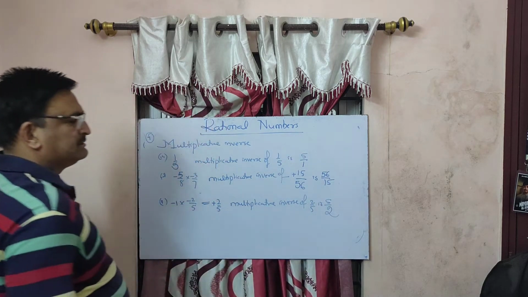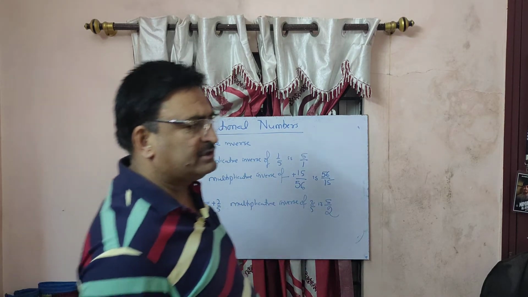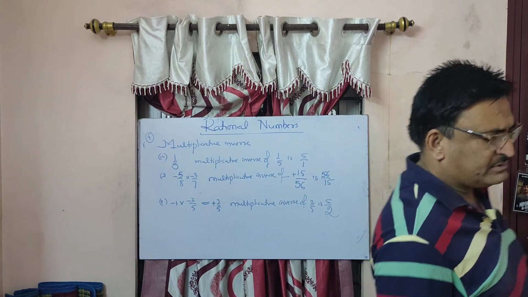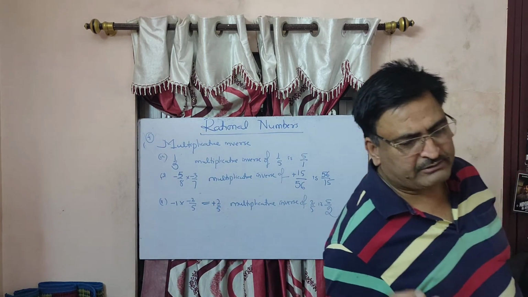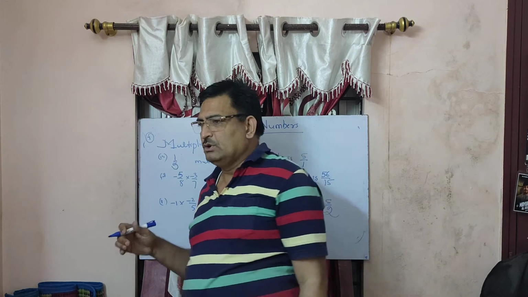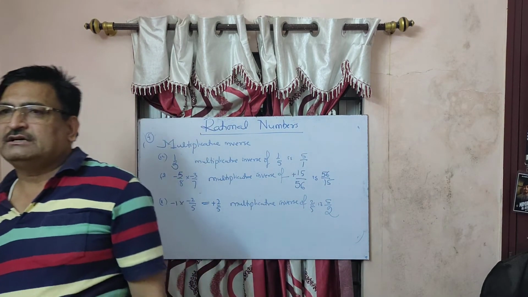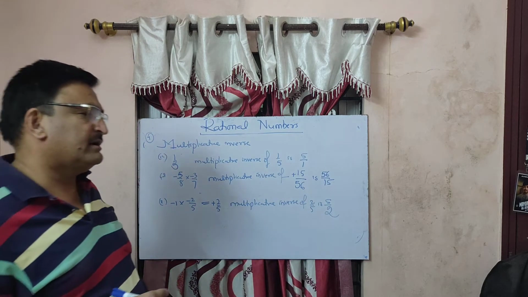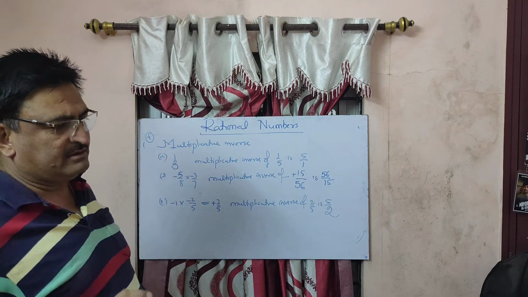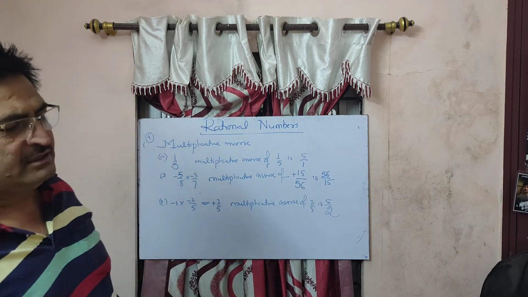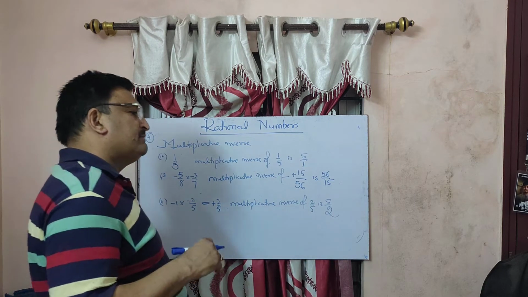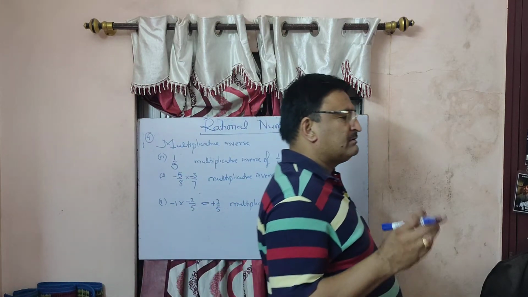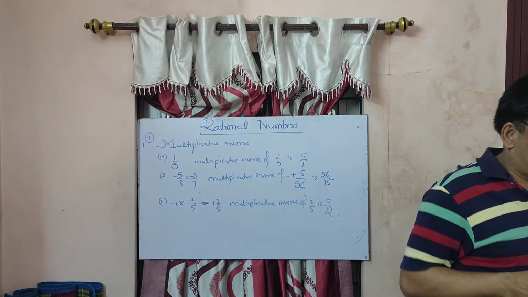Just the numerator will become the denominator and the denominator will become the numerator. You have to remember one thing here, whatever sign of the given number will be the same of the second number, that is the inverse number, and you cannot change the sign. Only you have to remember the numerator will become the denominator and the denominator will become the numerator.